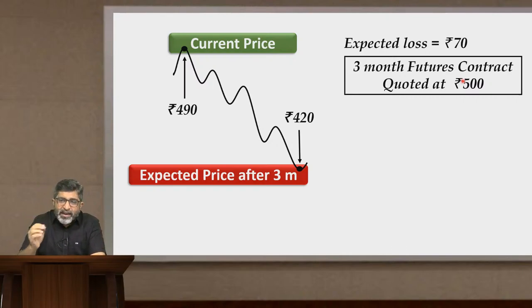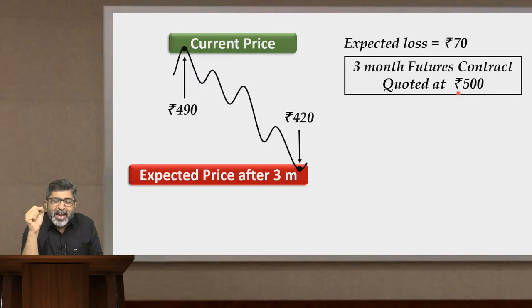Now, once you have observed that the price of this futures contract is 500, you enter into this contract with a short position. It means when you are entering into this futures contract, you are agreeing to sell at 500. Now you know that after 3 months, you are expecting the price to drop to 420. But you will have the right to sell this at rupees 500.